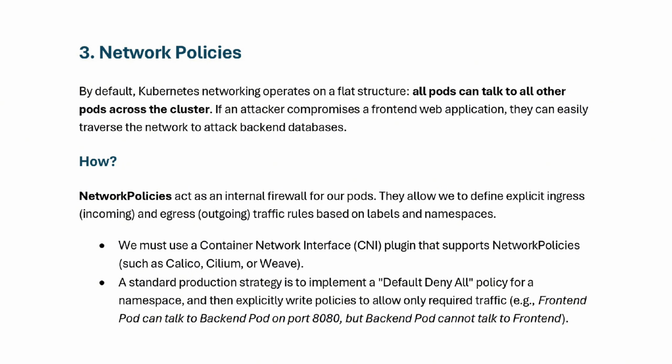First, a CNI plugin that supports network policies should be implemented, and also by default we can implement a deny all policy for a namespace for the network, so it would not allow any traffic by default. And then we specify certain rules or policies to allow the required traffic that we need. For example, if we need the front-end pod to talk to the back-end pod on port 8080, but the back-end pod should not talk to the front-end, we specify these rules or policies in a namespace. So we would be implementing deny all by default. It would not allow any traffic by default. And then we specify certain rules or permissions that we want to have. So it would operate on those permissions.